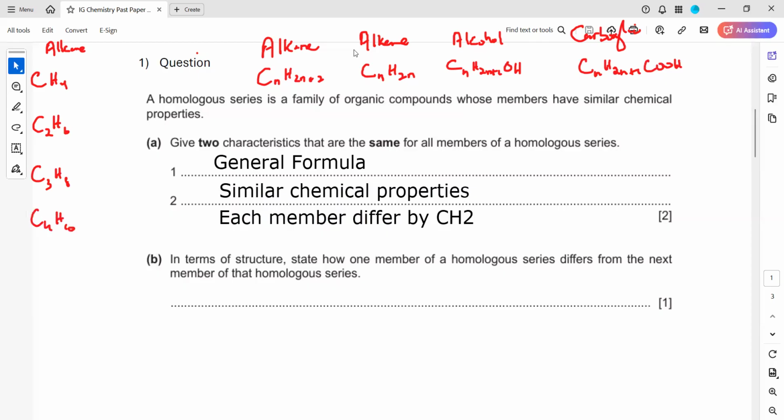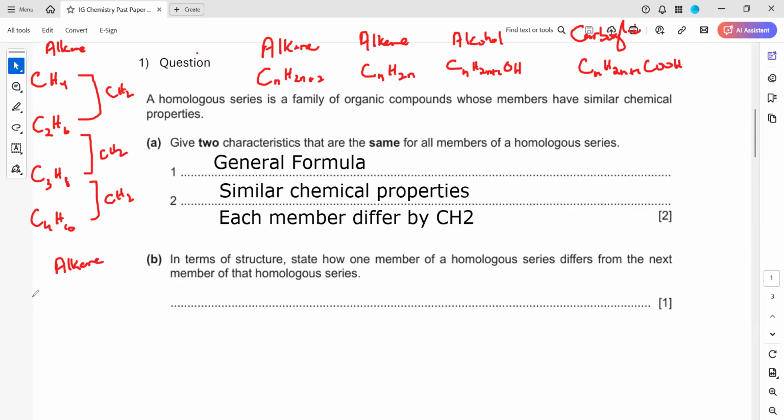How much is the difference between the two members? One carbon and two hydrogen, CH2. Each time the difference is CH2. So each member has a difference of CH2, and it's not only about alkanes, it's about alkenes and alcohols also. So these are the characteristics.